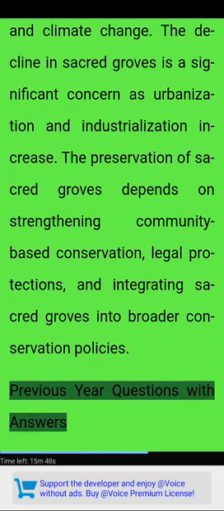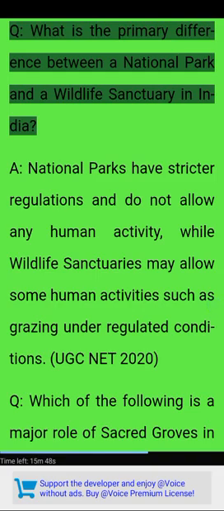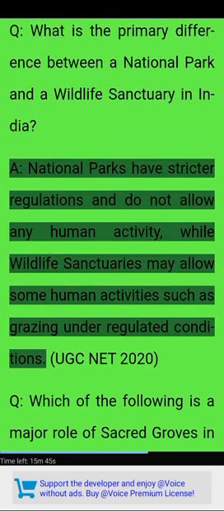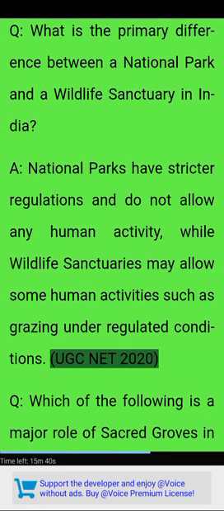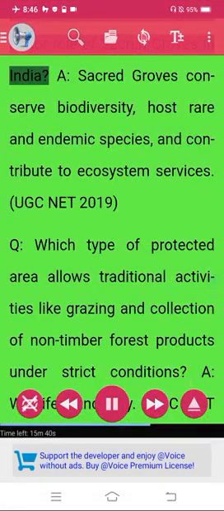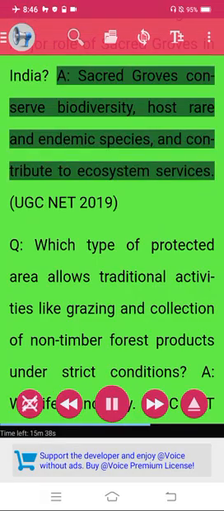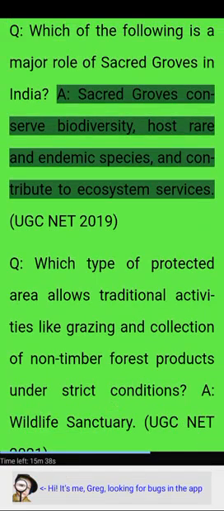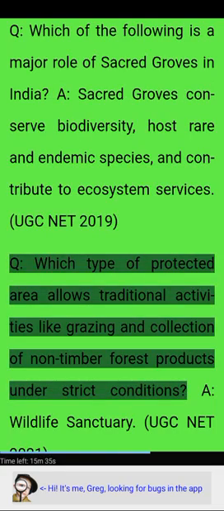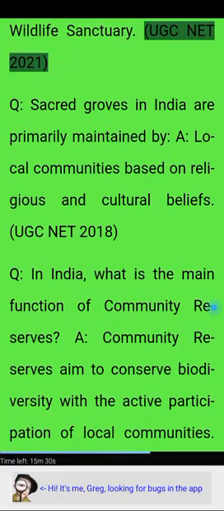Previous year questions with answers. Q. What is the primary difference between a national park and a wildlife sanctuary in India? National parks have stricter regulations and do not allow any human activity, while wildlife sanctuaries may allow some human activities such as grazing under regulated conditions. UGC NET 2020. Q. Which of the following is a major role of sacred groves in India? Sacred groves conserve biodiversity, host rare and endemic species, and contribute to ecosystem services. UGC NET 2019. Q. Which type of protected area allows traditional activities like grazing and collection of non-timber forest products under strict conditions? Wildlife sanctuary. UGC NET 2021.